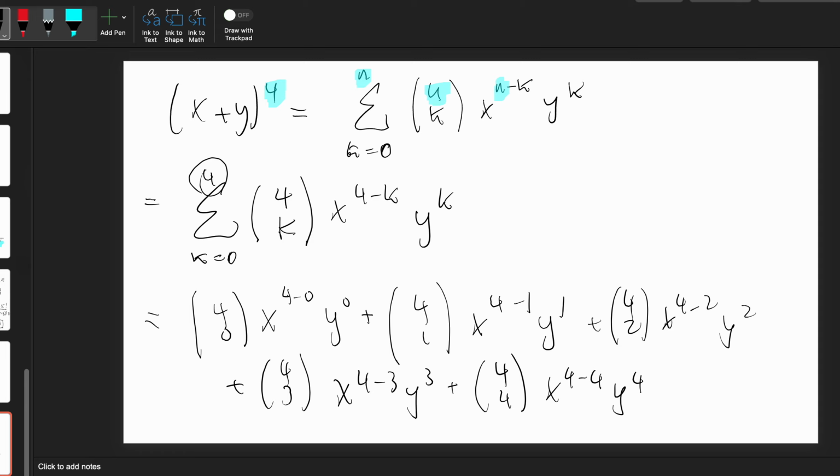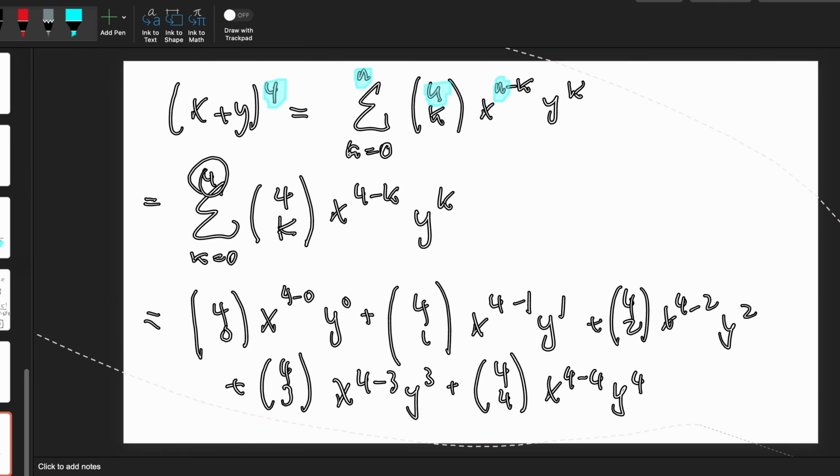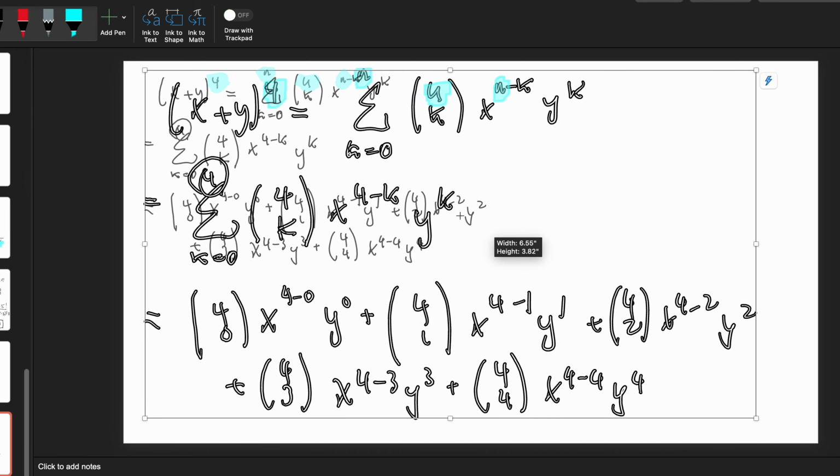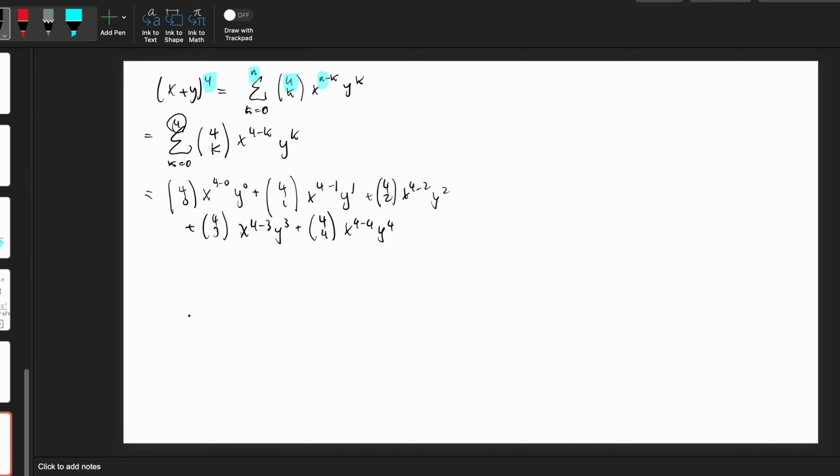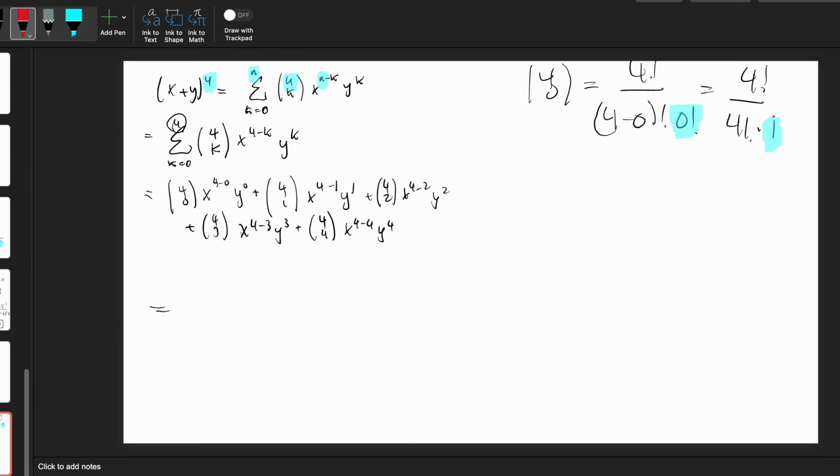And now I can actually expand this. Let me make this smaller. Great. Let me expand this out. So I could figure out, what is 4 choose 0? 4 choose 0 is 4 factorial over (4 minus 0) factorial times 0 factorial. That's going to be 4 factorial over 4 factorial times 0 factorial, which is 1. Remember that 0 factorial is just 1. And now 4 factorial over 4 factorial is just 1. I could do that for each and every single one of these.